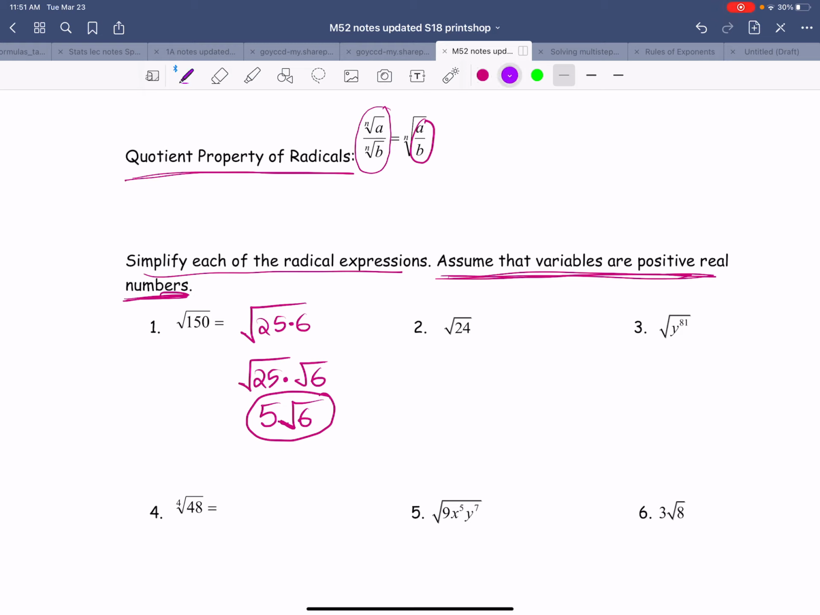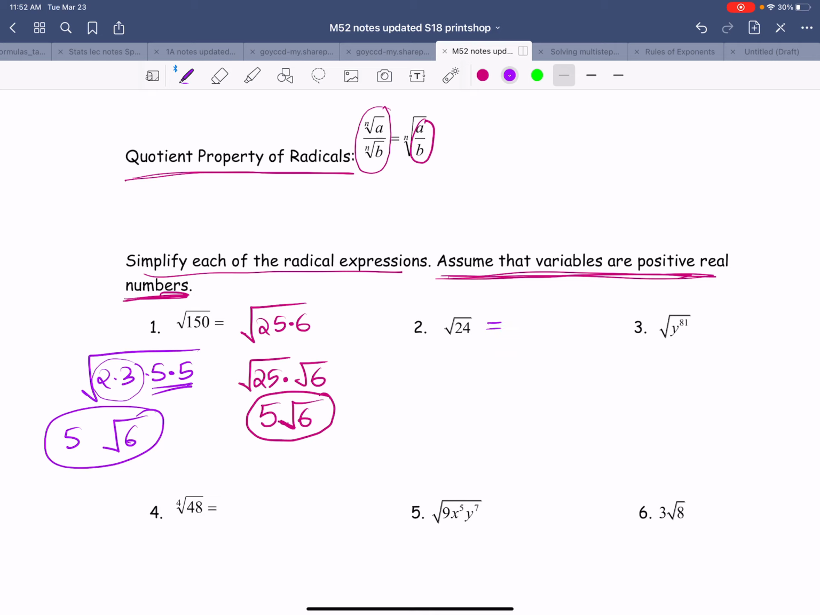You could go another route and do prime factorization, which is 2 times 3 times 5 times 5. It's a square root, so we have 2 5's inside. 1 5 can come outside, and we don't have 2 2's or 2 3's inside, so they won't come out, and I'll be left with 6 inside. So same answer. Square root of 24, however you want to break it.